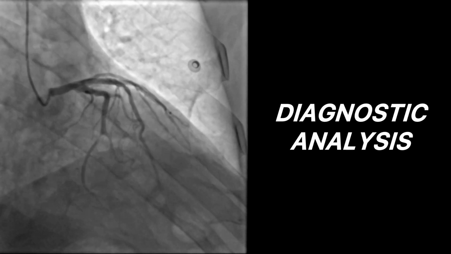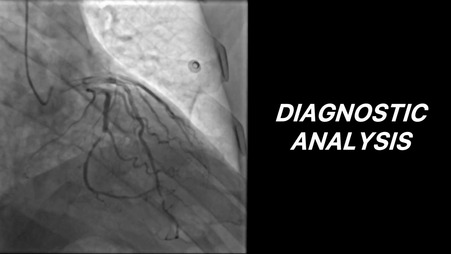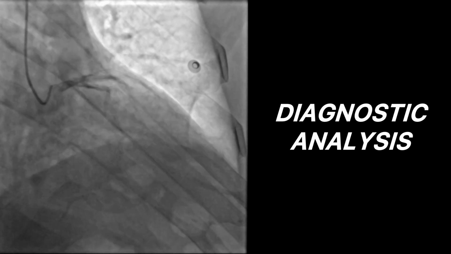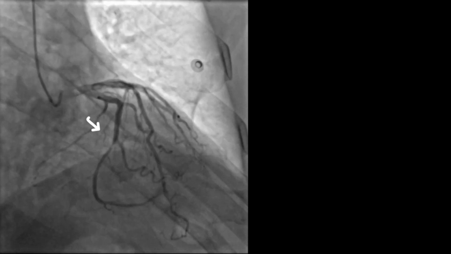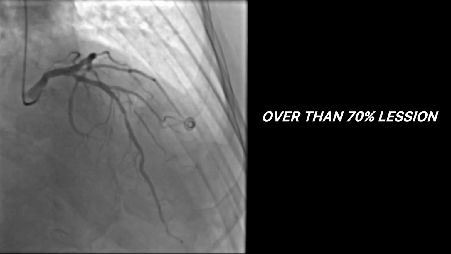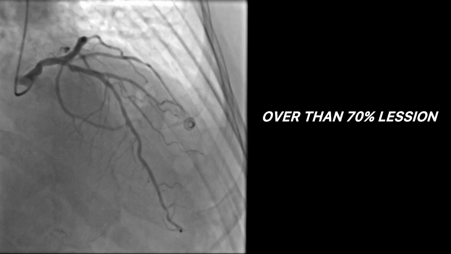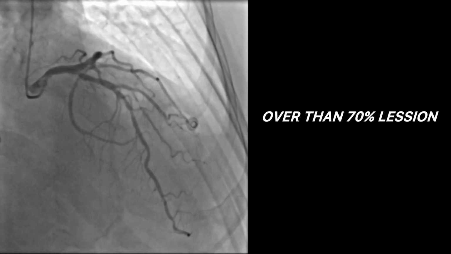Let's dive into the diagnostic angiogram. In the first injection, the caudal view, we can observe that the L6 is occluded, right at the bifurcation point. Moving to the cranial view, if you look closely, there is a significant lesion, over 70% stenosis, in the LAD, just after the diagonal branch.